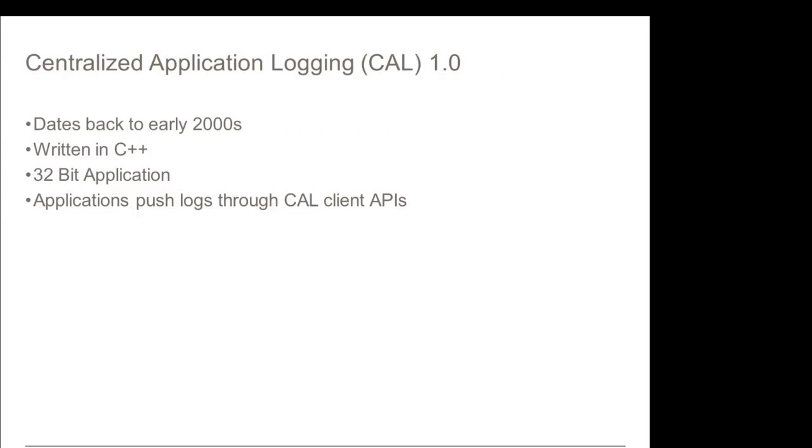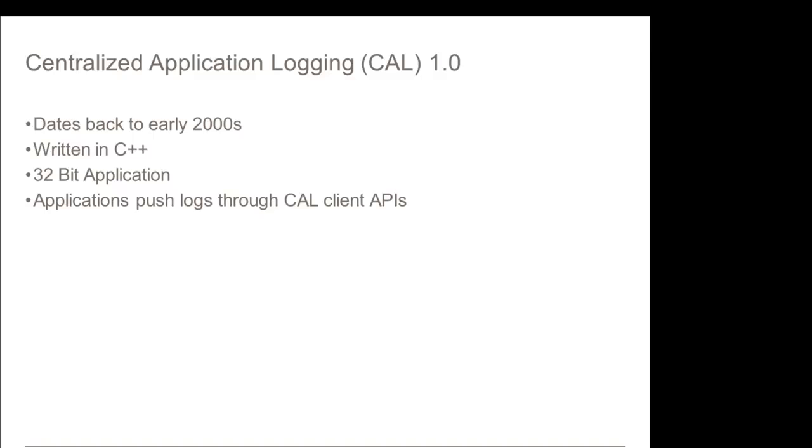In the early 2000s, we came up with something called decentralized application logging, the V1, and it was written in C++. It was primarily 32-bit. We had our own CAL client with which your application can basically write logs into CAL. We follow the concept of structured logging.